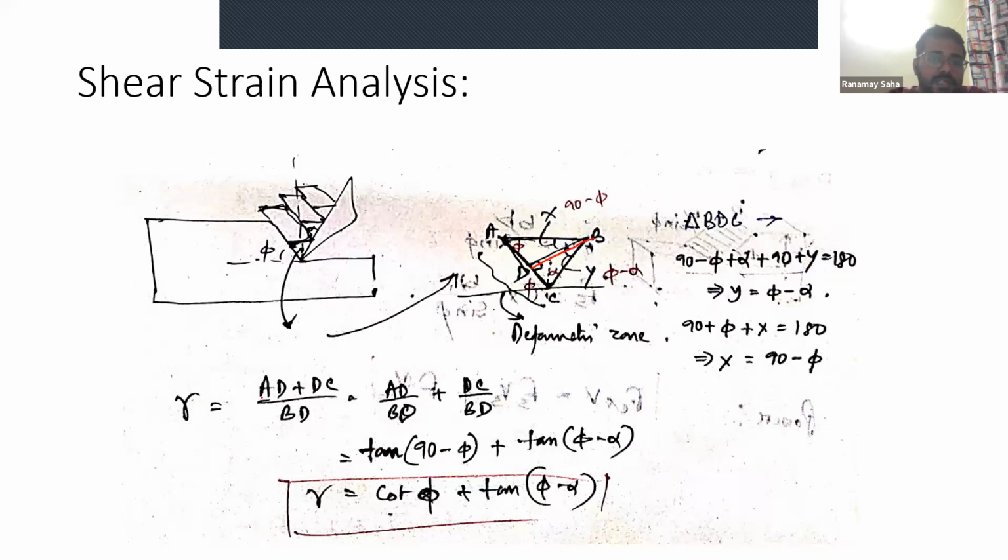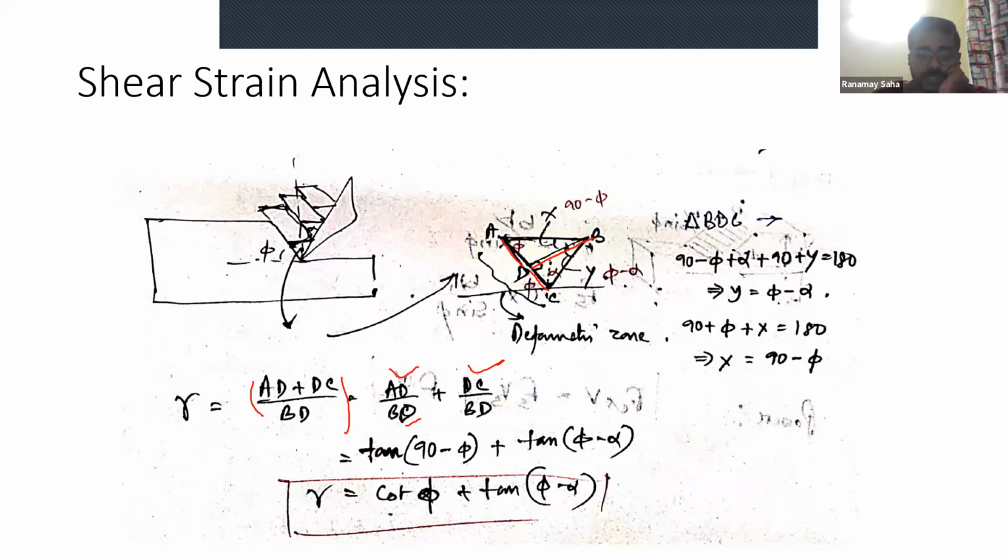So when you do that, AD plus DC by BD, you separate because it is bisecting. You separate out AD and DC, and divide by BD. Now you have two ratios, AD by BD and DC by BD. So AD by BD is the cotangent of this angle phi, right?